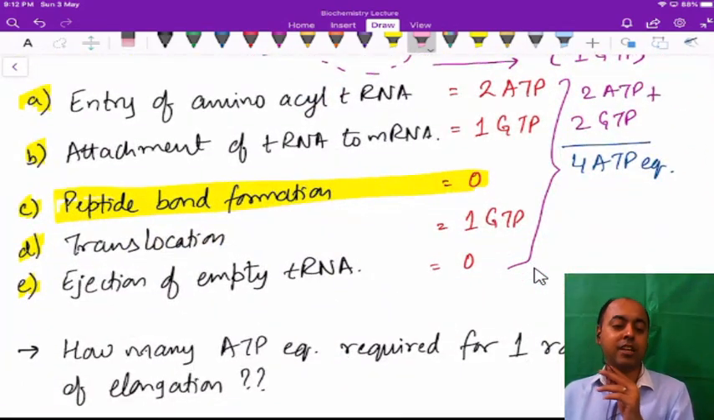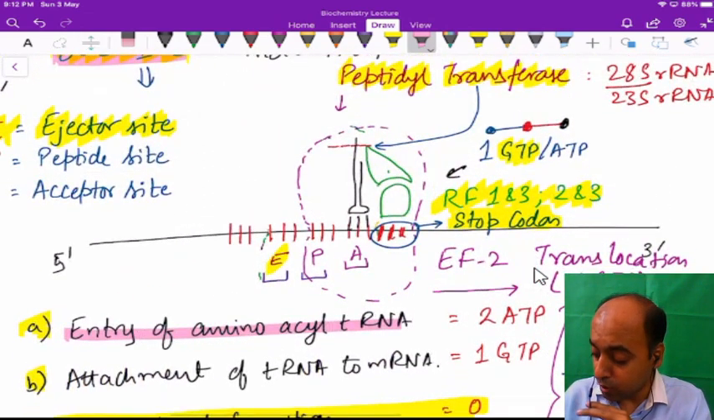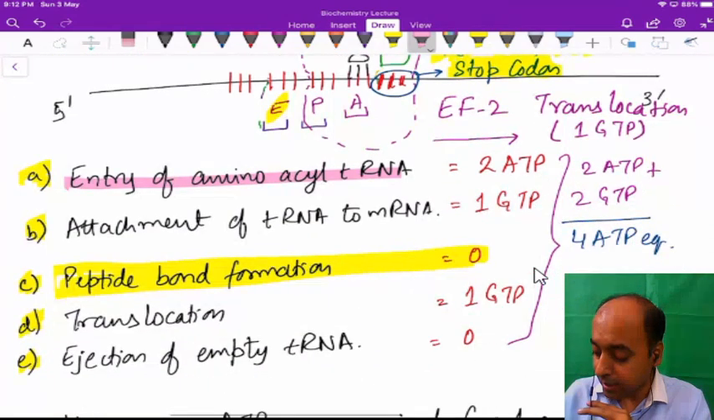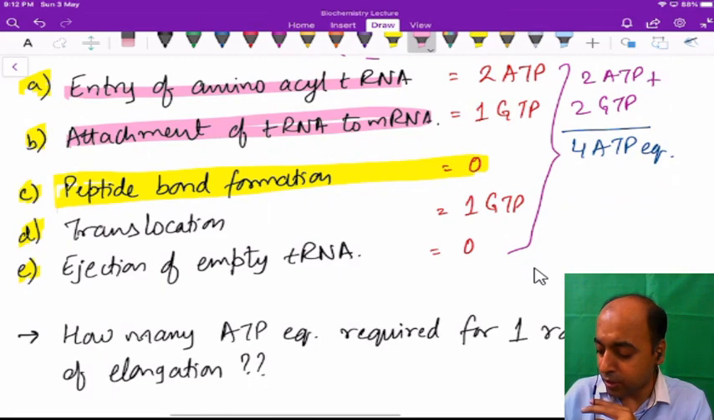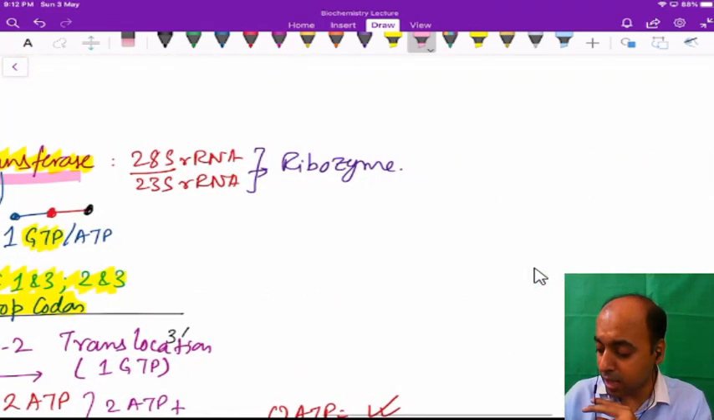One round of elongation can be described as 5 steps. First, the entry of amino acyl tRNA. The new amino acid is coming in. Then, the attachment of tRNA to the messenger RNA. Subsequently, peptide bond formation under the influence of the enzyme peptidyltransferase, which is a ribozyme.